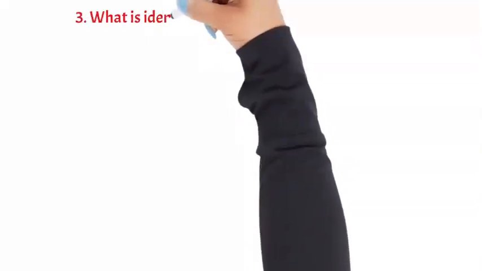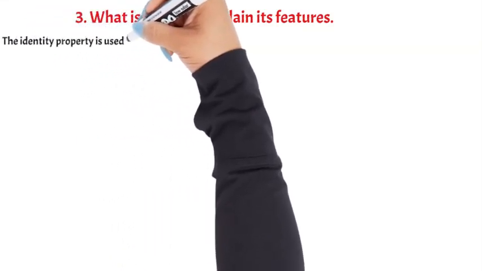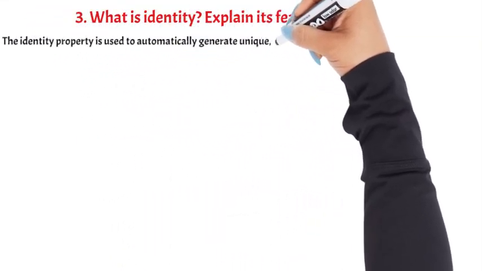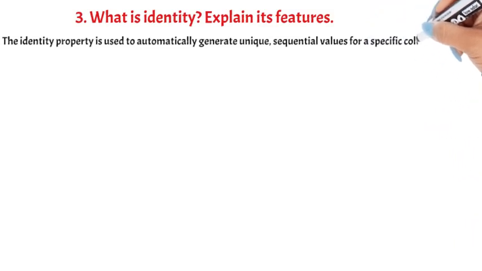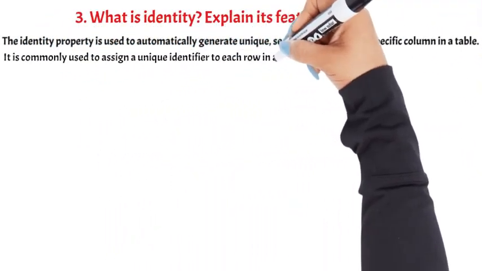3. What is identity? Explain its features. The identity property is used to automatically generate unique, sequential values for a specific column in a table. It is commonly used to assign a unique identifier to each row in a table.